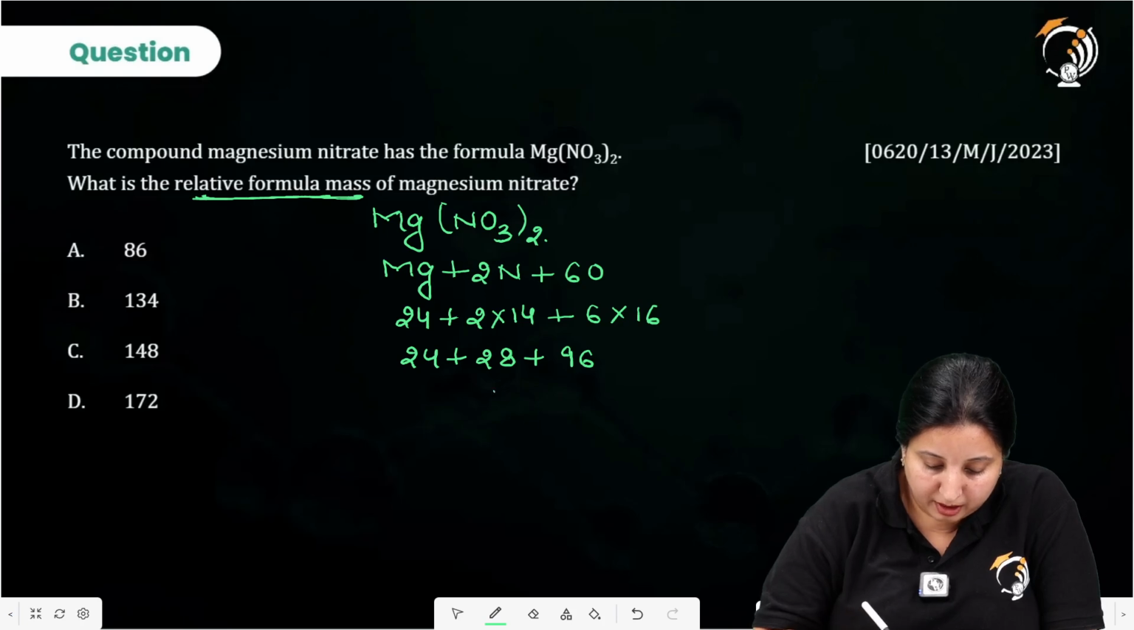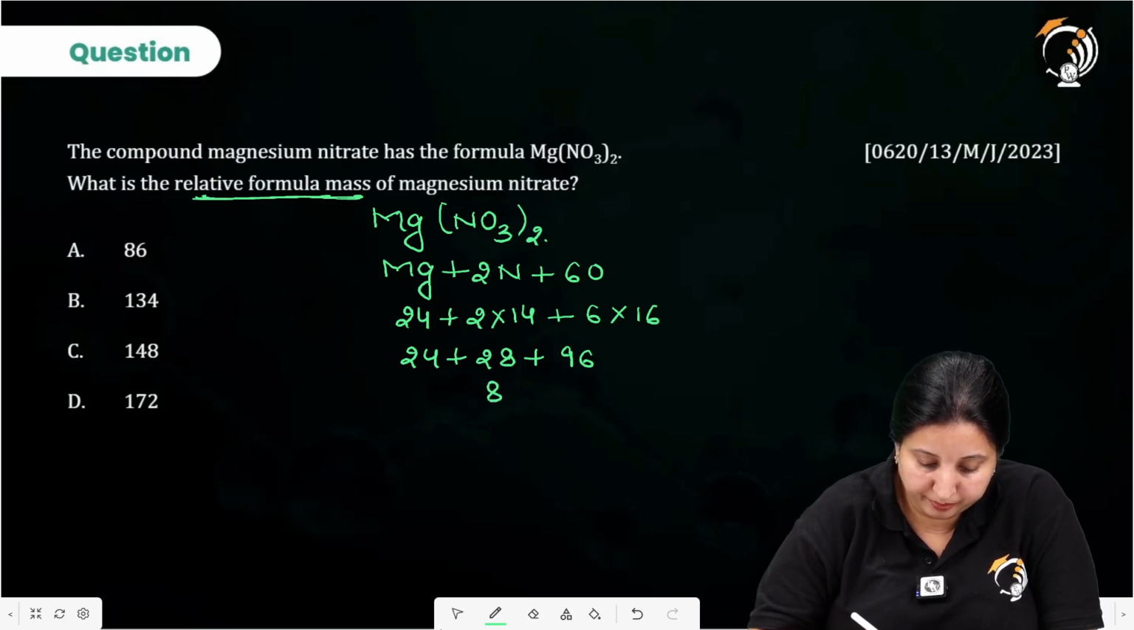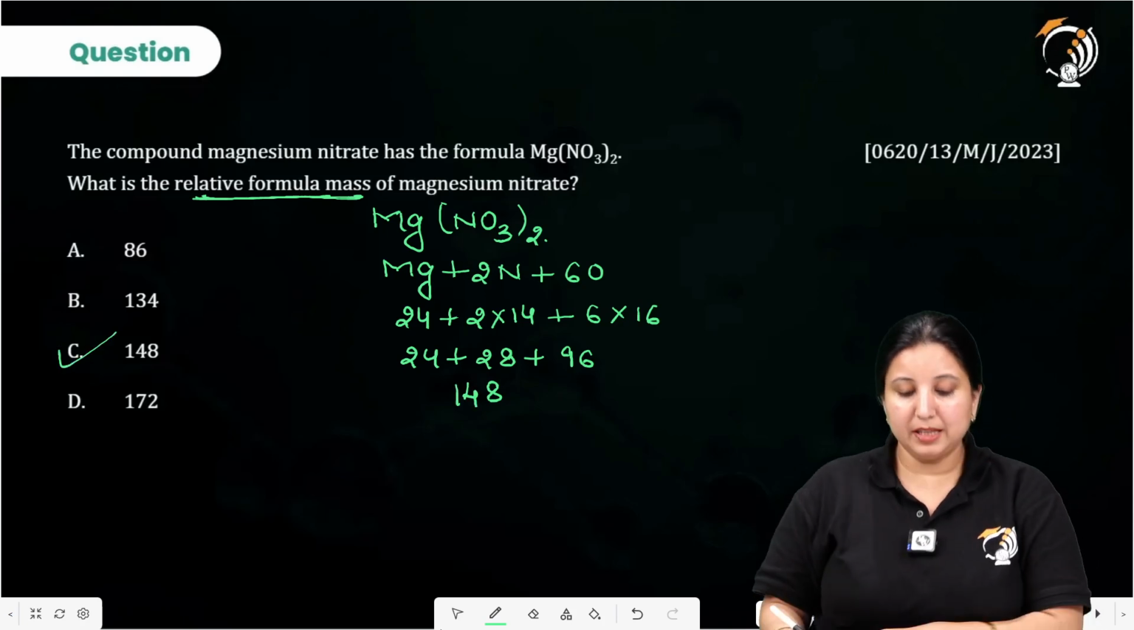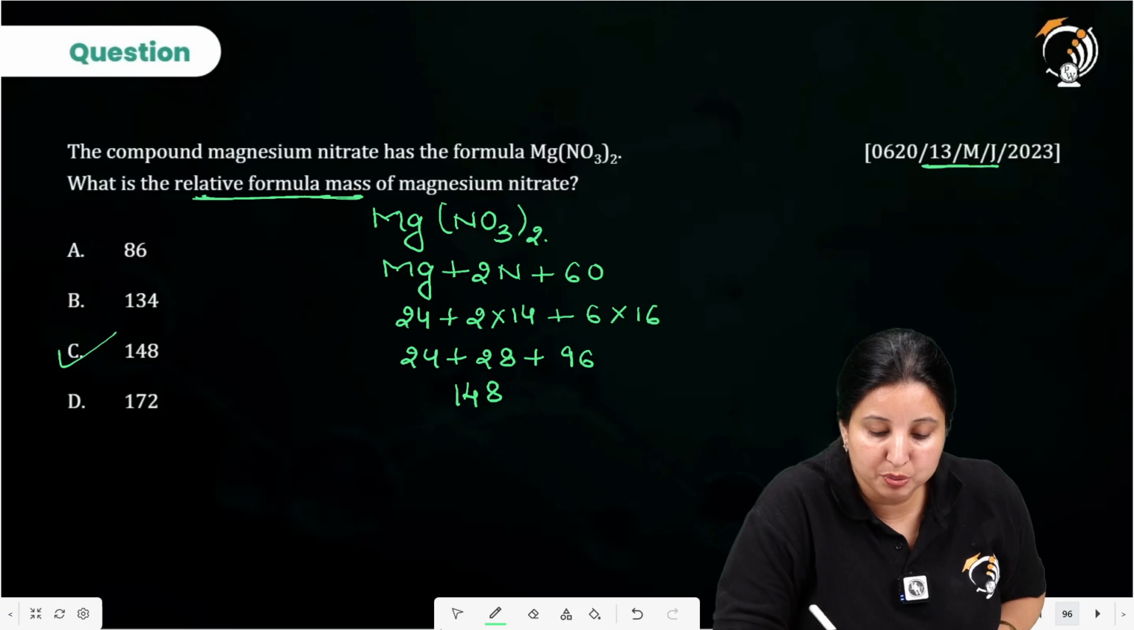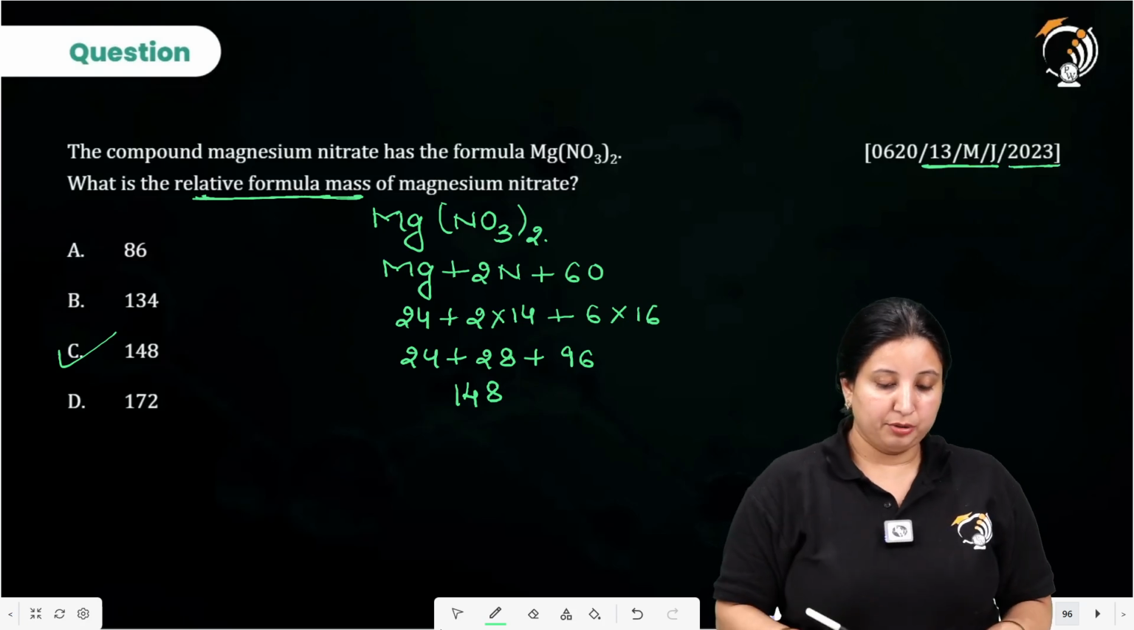10 and 8, 1, 10, 12, 13, 14, 148. So option C is going to be my answer. Now look, this is from the variant 13 May June series 2023.